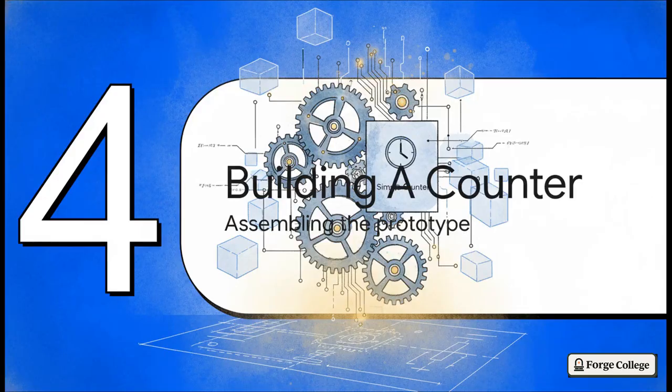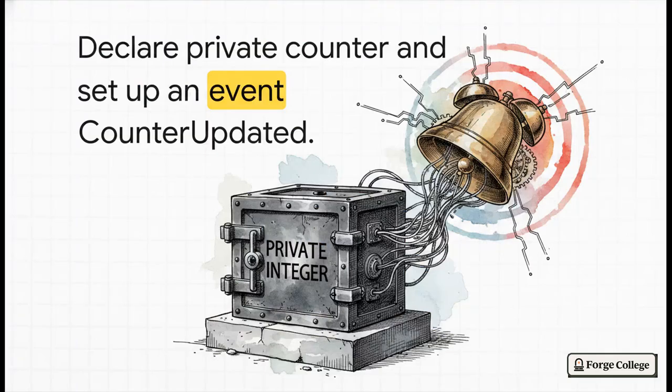Section 4. Building a simple counter. Assembling the prototype. All right, let's take all these abstract concepts and assemble a working prototype. We'll start by defining our raw material, a private 256-bit unsigned integer that we'll just call counter. Think of that simply as a digital box that only holds positive numbers. Right underneath that, we set up a digital alarm bell, an event called CounterUpdated. This event rings out to the off-chain world whenever our counter changes, letting user interfaces know that, hey, something just happened.